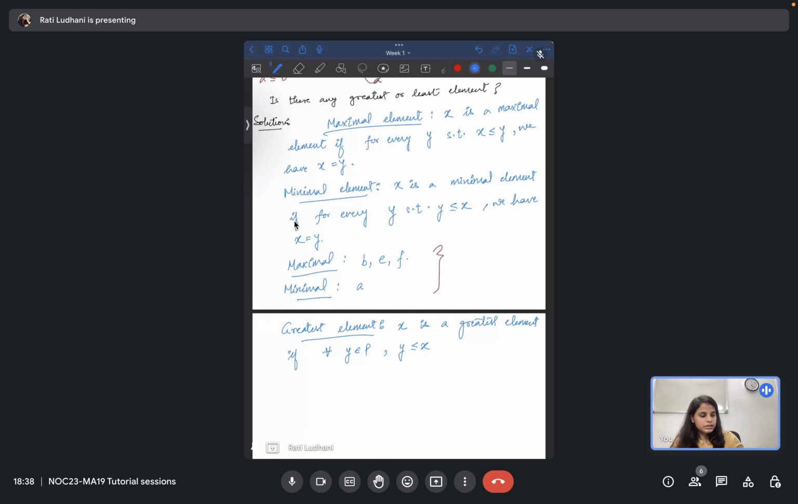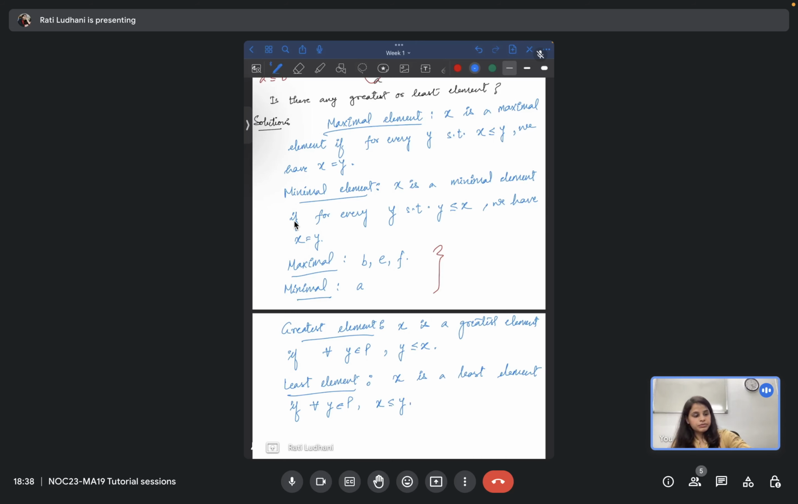And for the least one, x is a least element if for every y belongs to P, y is on the other side. So you have x is less than or equal to y. So these are the definitions.